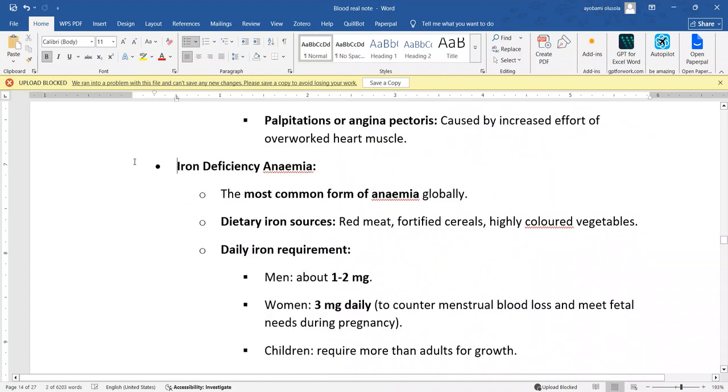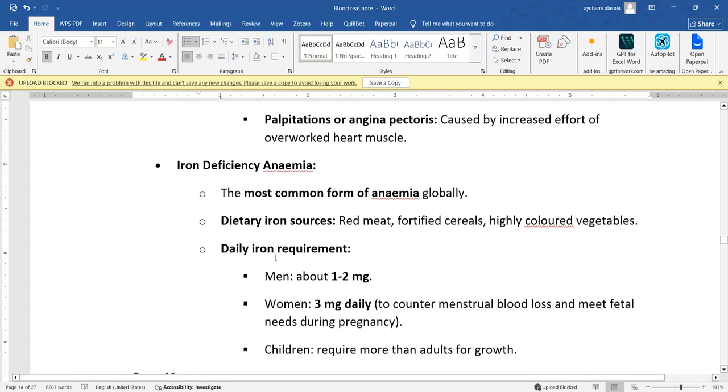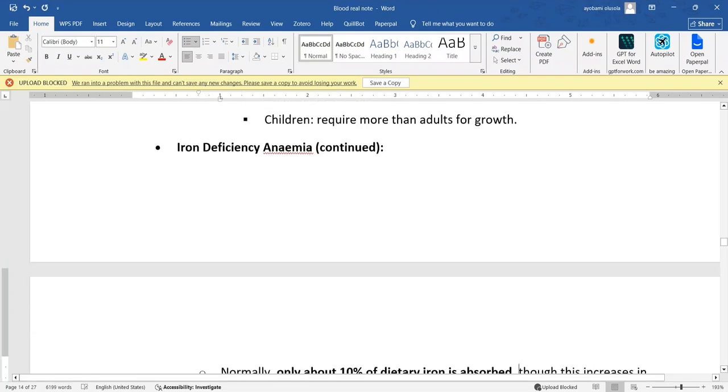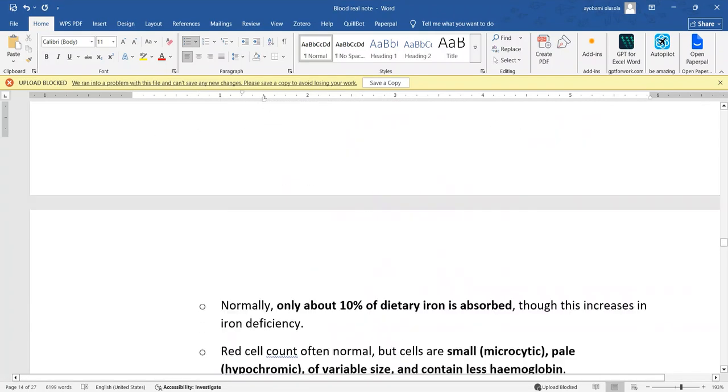Now, anemia. I think this one, I've seen questions on this before. The most common form of anemia is iron deficiency anemia, and I've explained to you the reason why iron might become deficient, because it is not readily absorbed in the alimentary tract. Okay.